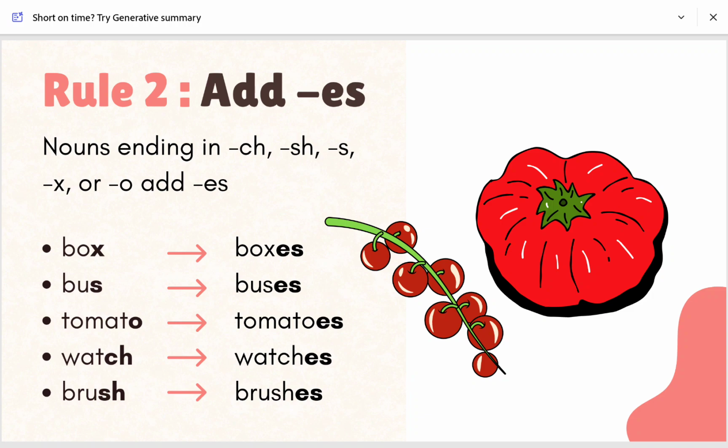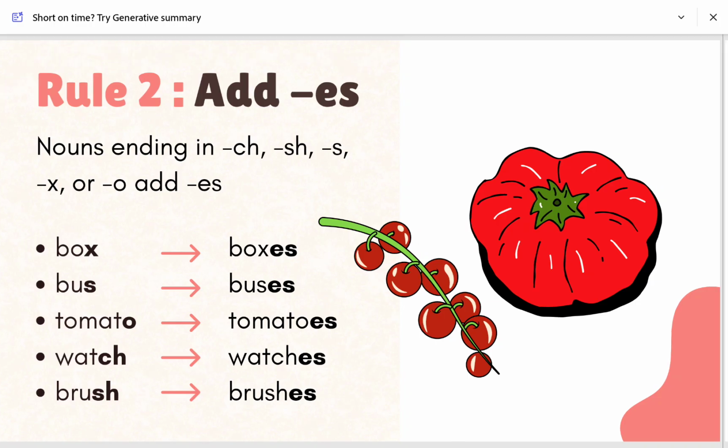For example, there is box. When it becomes plural, we add es to the box: boxes. Bus becomes buses. Tomato becomes tomatoes. Watch becomes watches. Brush becomes brushes. Okay.